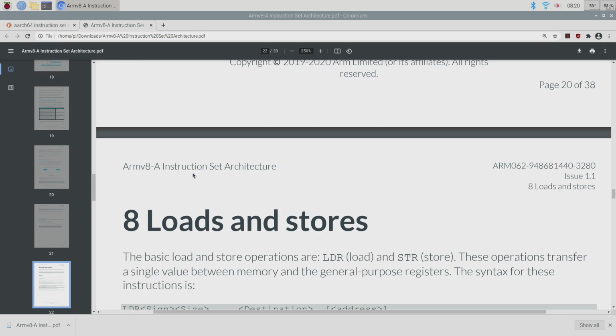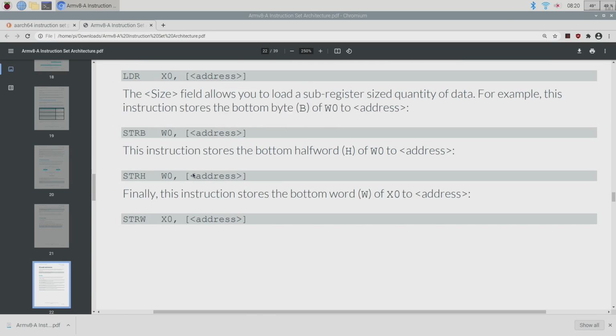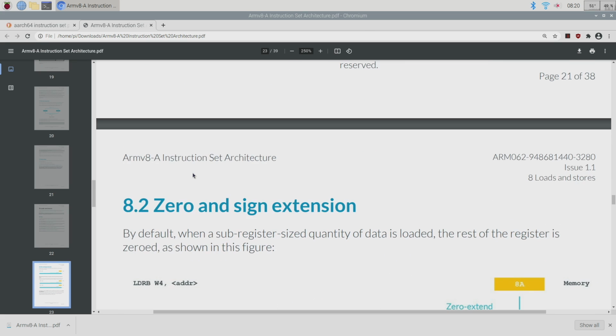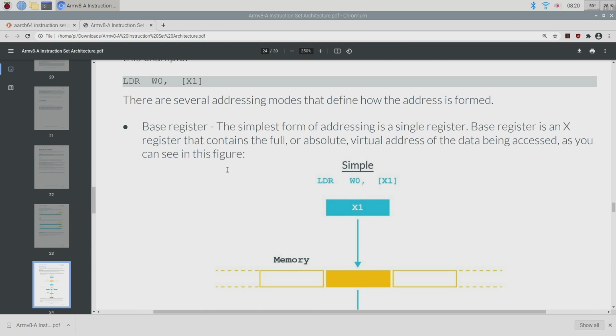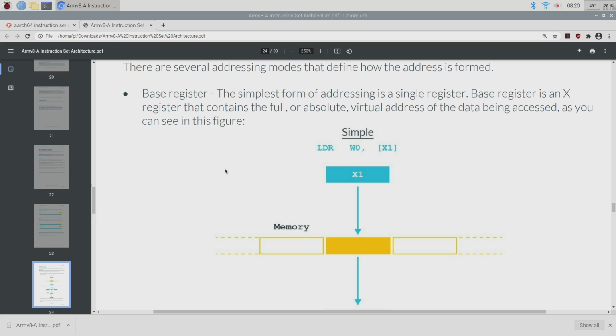And vector data we'll talk about later. Load and store, okay, we've talked about that, but I want to get to the stack stuff. Okay, zero and sign extension, we've kind of talked about those things. Addressing, okay, this is where I really wanted to get to.